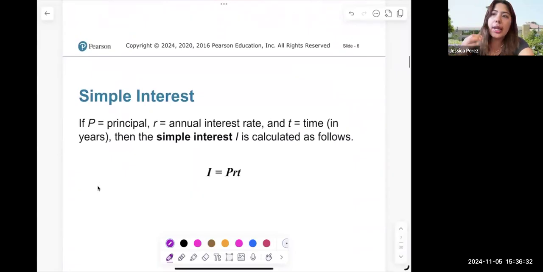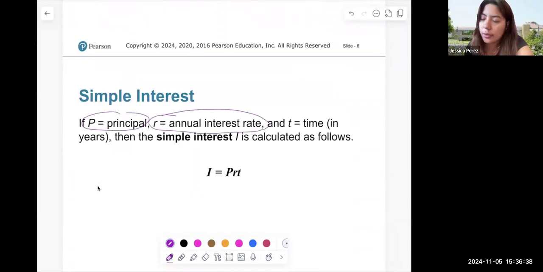Now, there is a formula on how to calculate simple interest. If P stands for the principal, R is the annual interest rate, and T is the time, then we calculate the simple interest as P times R times T: the principal amount times the rate times the time.